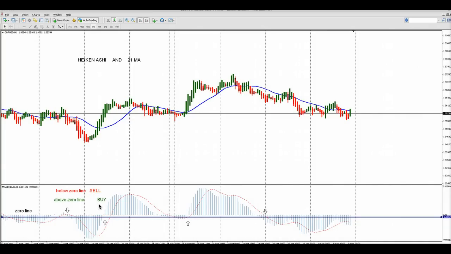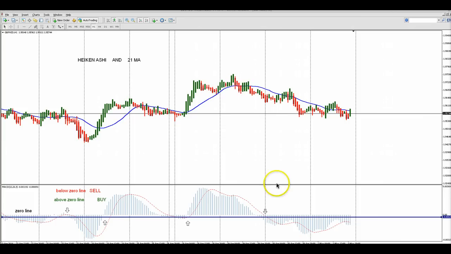Hi traders, it's Roberto. It's another tutorial on the 1 hour chart, and today we're going to be focusing on Heiken Ashi, the 21 moving average line, and MACD with the default settings of 12, 26, and 9. Very simple strategy on the 1 hour chart, so let's get started.